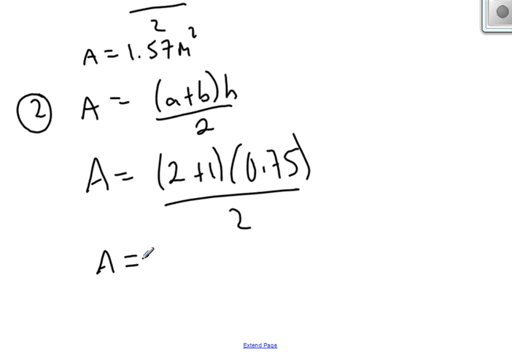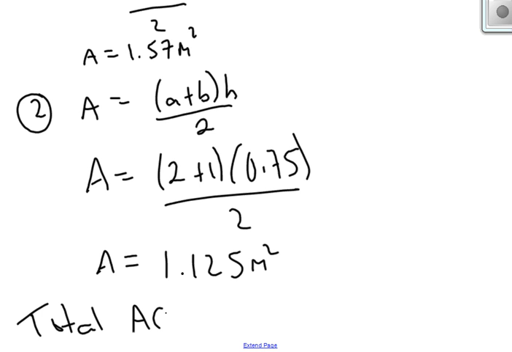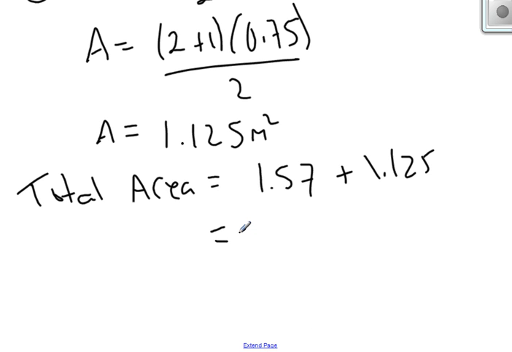And that's just the formula. It's on your formula sheet. So 2 plus 1 is 3. 3 times 0.7 divided by 2. That gives me an area of 1.125 meters squared for the trapezoid. And so altogether, so total area is 1.57 plus 1.125. And in your answer, round to 1 decimal place. And so I get 2.7 meters squared. So a fairly, hopefully straightforward composite area question.